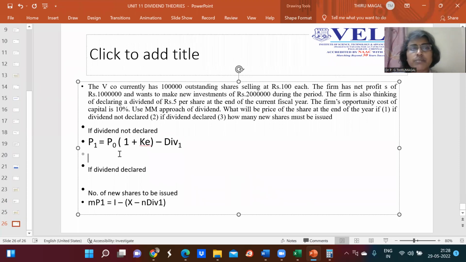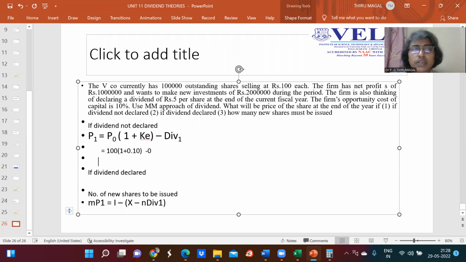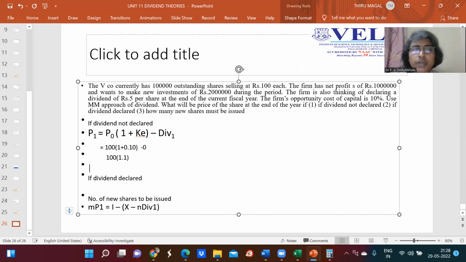So now P1 equals P0 into 1 plus KE, minus DIV. P0 is nothing but the current share price, that is 100 given in the problem. KE is the cost of equity, that is 10%, which means 0.10, minus DIV. Dividend is 0 here because they are not declaring the dividend. So 100 as it is, 1 plus 0.10 means 1.1. So 100 into 1.1 means 110 rupees. When dividend is not declared, the share price is 110 rupees.